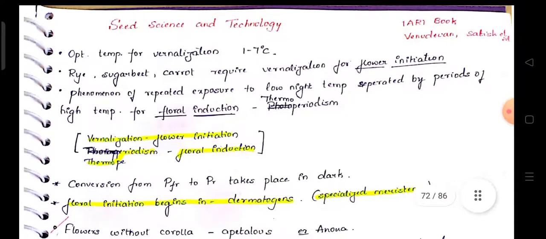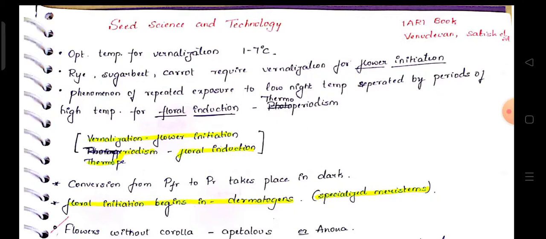Next, some of the important points from Vasudevan and Satish and co-workers' book. Optimum temperature for vernalization is 1 to 7 degrees Celsius. Rye, sugar beet, cotton, carrot require vernalization for flower initiation.